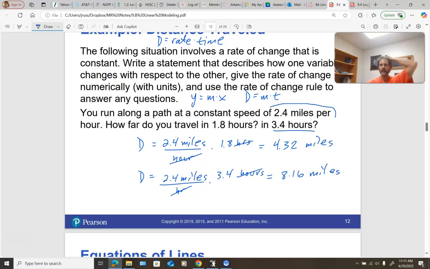Alright, so again, guys, it's just the rate times the value for the independent variable, and that'll give you a prediction for the dependent variable. Okay.